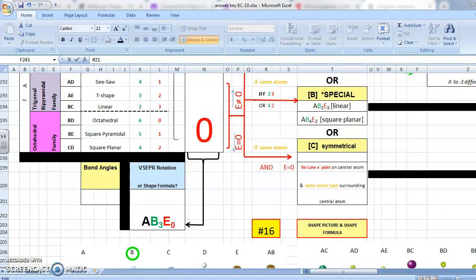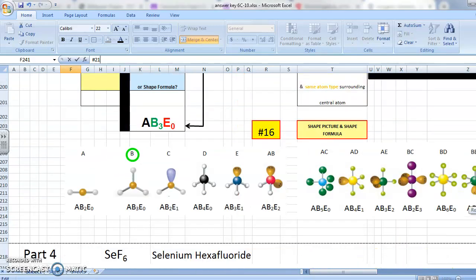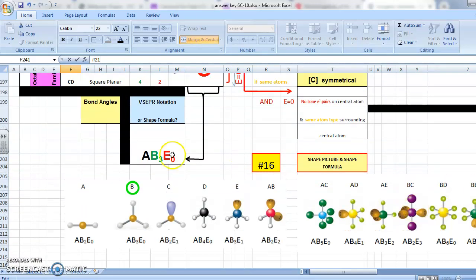With the trigonal planar, we have our AB3E0 formula, and this is our basic shape. The bond angles are usually right around 120. But that assumes that we have all the same type of atoms surrounding the central atom and the same type of bonds. So for the purposes of this class, we could say the angle would be 120, but that was purposely not asked because there are other factors that would influence the bond angles.